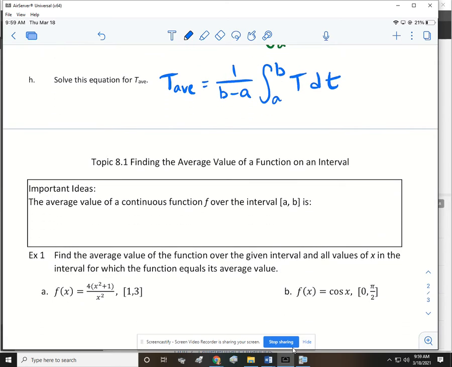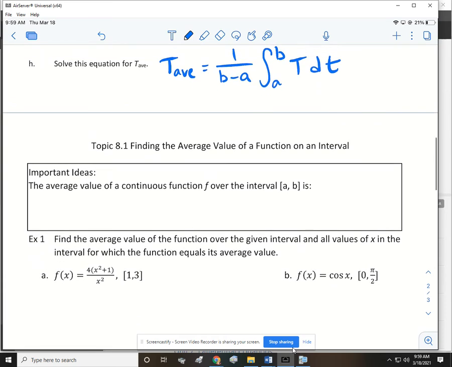So our important idea is that the average value of a continuous function over that interval is equal to exactly what we just wrote. We'll call it F. Oh, that's a weird F. F average is equal to 1 over B minus A times the integral from A to B of f of x dx.